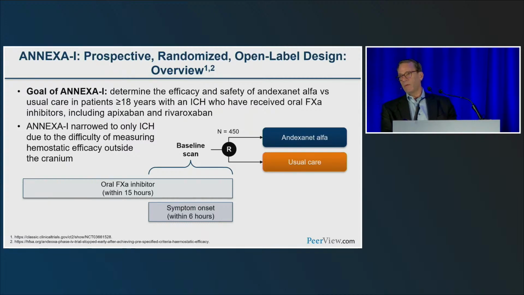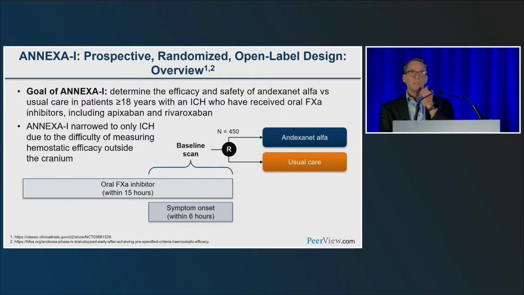But we can talk about trial design, which is already, of course, in clinicaltrials.gov and has been since the initiation of the trial. So it is a randomized, open-label trial between andexanet and usual care. And I get a lot of questions about why didn't you just randomize with Kcentra? Well, as much as here in the U.S., or in a lot of places in the U.S., everybody thinks Kcentra is what we're using because we have it. That's not true around the world.